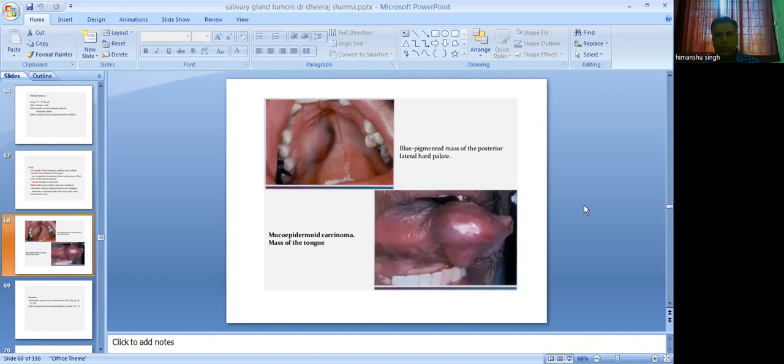You can see in this photograph the blue pigmented mass on the posterior lateral side of the hard palate. And in the lower photo, you can see the mucoepidermoid carcinoma on the tongue.